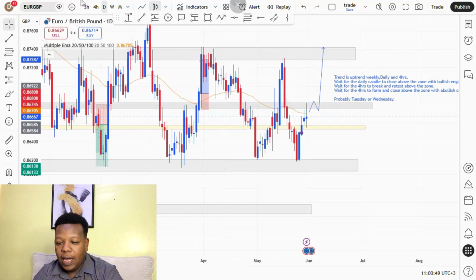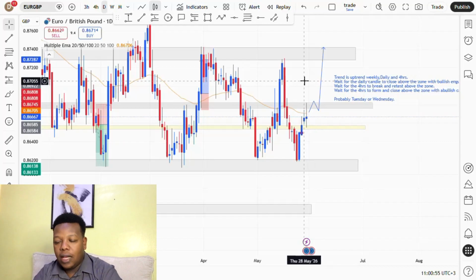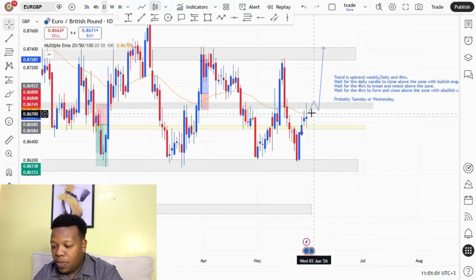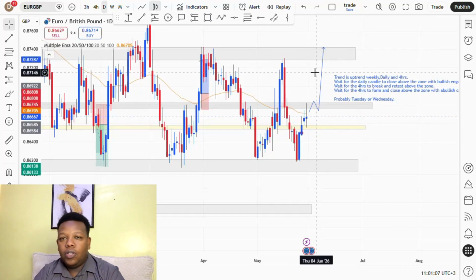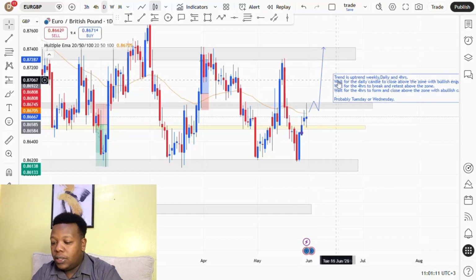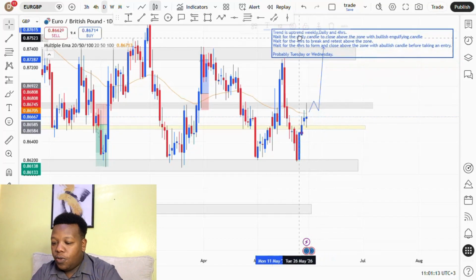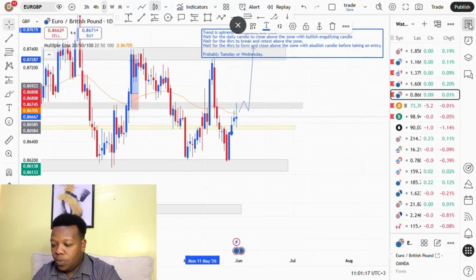For the 4 hours, I'll be looking for a breakout and retest of the upper side, and wait for the 4 hour candlestick to form a bullish engulfing candle, and the candlestick has to close before I can take that trade. My stop loss below this zone, and of course possible TP all the way to this other zone. But I usually look for a potential 1:2, and I'll be contented with that. So in that case, for the trend, I'll be looking more at an uptrend for the Euro pairs.